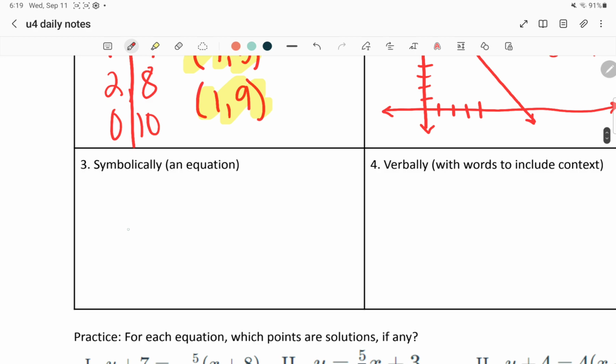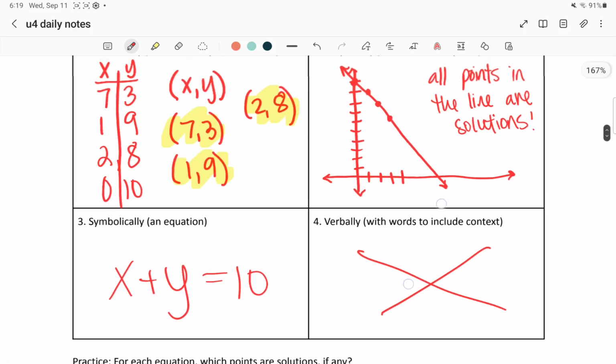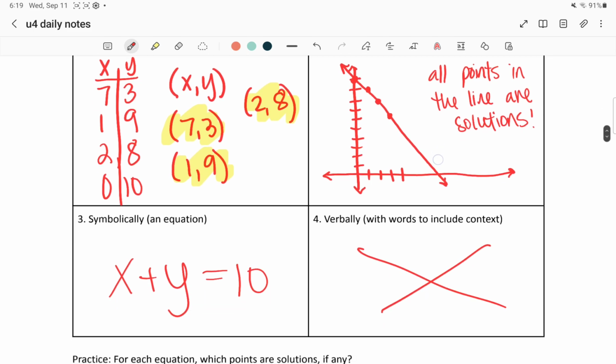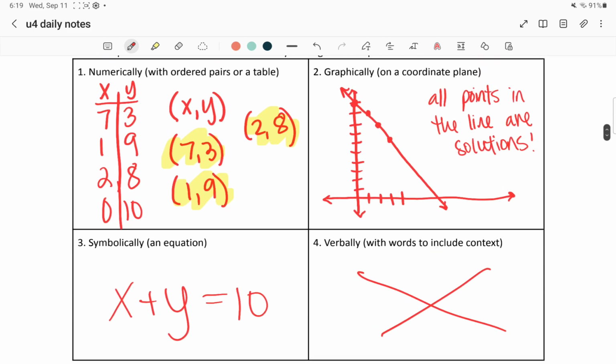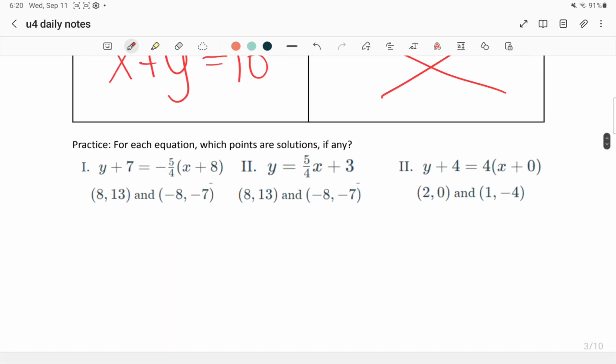Symbolically would be as an equation, which we already saw. So let's just write it one more time. x plus y equals 10. And then verbally, we'll see word problems later. So we're not going to worry about that right now. But we can see equations written out in words. Okay? I'm sure that's something you've done before, but we're not going to do it today. Okay? So here are ways that we can show solutions. Ordered pairs in a table, on a graph, as an equation. Okay? Here's what your homework looks like.